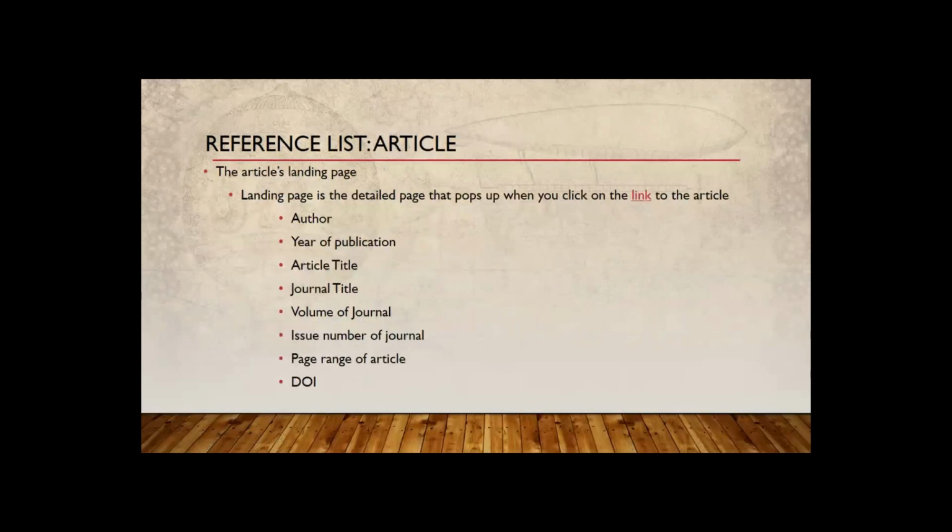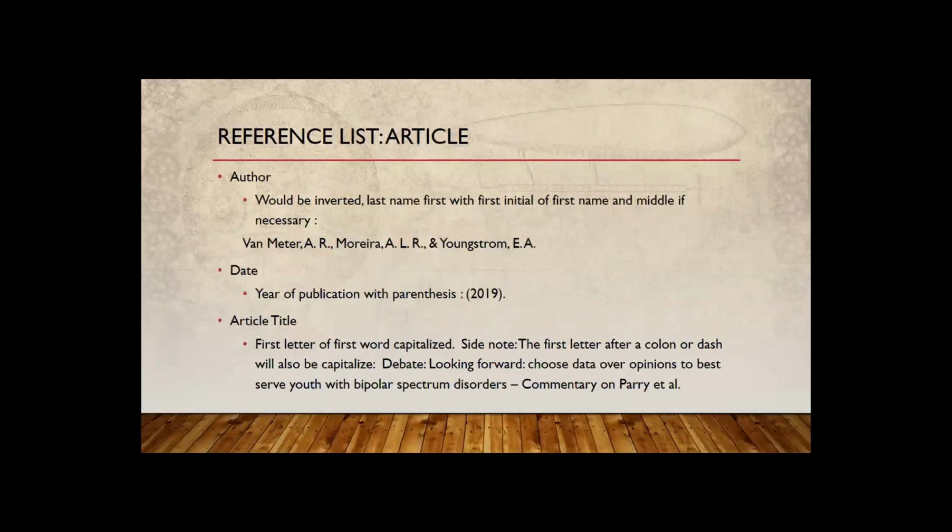All right, so we'll go over an article. As I showed you in our database, there's a landing page. The landing page gives you access to the author, the year of publication, the article title, the journal title, the volume, the issue number, page range, and the DOI. The author, again, is inverted: last name first, then initial. You have your date, which is 2019 in parentheses, and then your article title. Remember, the first letter of the first word is capitalized. Everything else is lowercase unless after a colon or a dash.